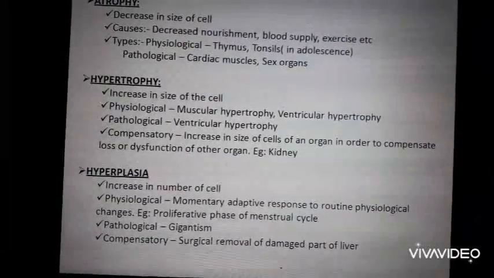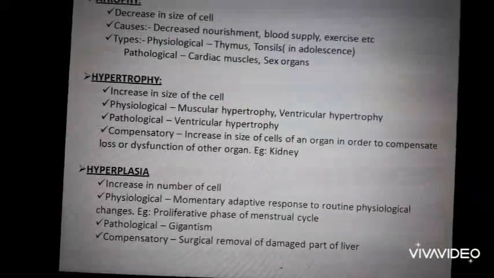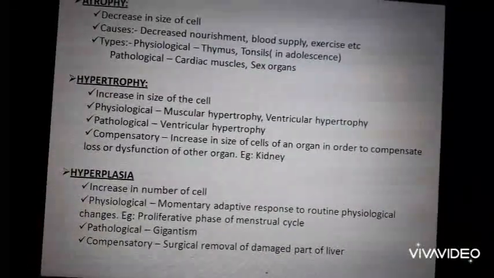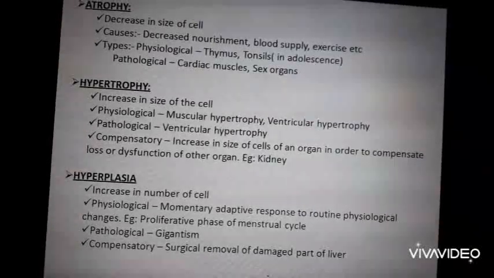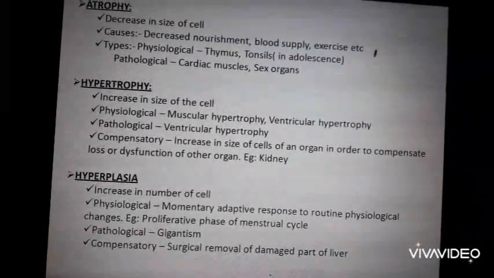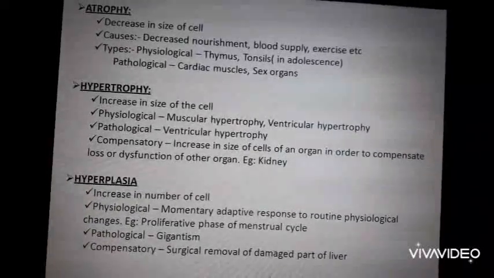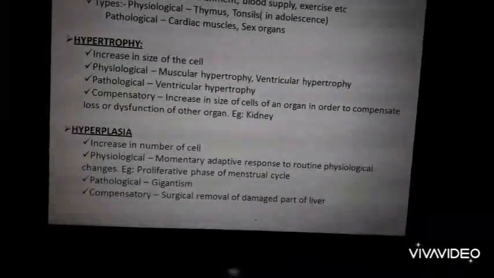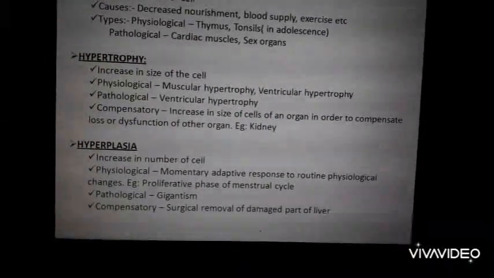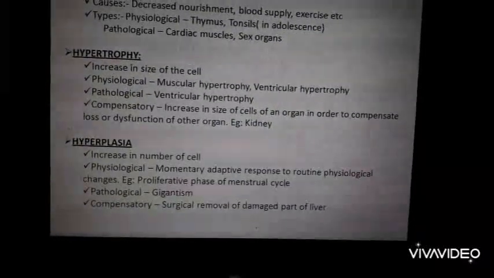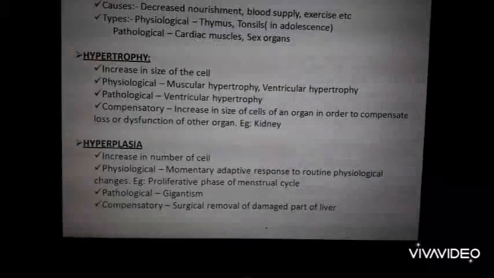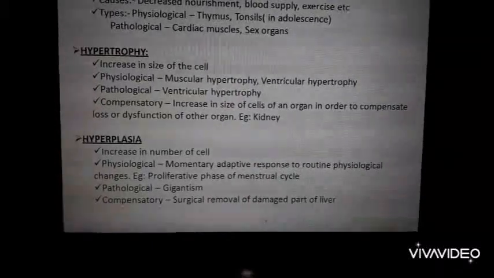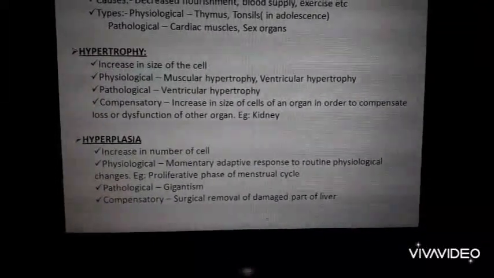Next, compensatory hypertrophy, increase in size of cells of an organ in order to compensate loss or dysfunction of other organ. For example, when one kidney stops functioning, other kidney undergoes hypertrophy. Now, hyperplasia. Hyperplasia is nothing but increase in number of cells. It also has three types: physiological hyperplasia, pathological hyperplasia, compensatory hyperplasia.